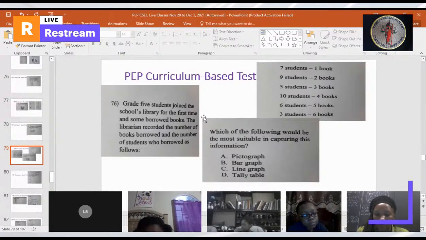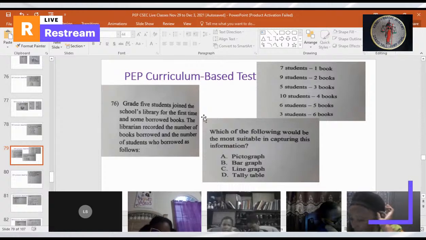Number 76. Grade 5 students joined the school's library for the first time and borrowed some books. The librarian recorded the number of books borrowed and the number of students who borrowed as follows: 7 students, 1 book; 9 students, 2 books; 5 students, 3 books; 10 students, 4 books; 6 students, 5 books; 3 students, 6 books. Which of the following would be the most suitable in capturing this information? What are the options? A. Pictograph. B. Bar graph. C. Line graph. And D. Tally table. All right, so which do you think would be best to show this information, students?